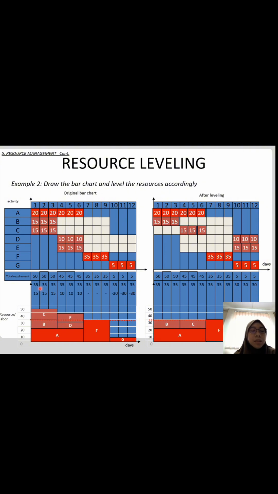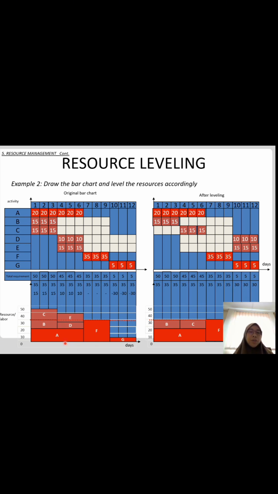So this is the shortage or surplus of the labor, which is 15 labors on day 1, 2, 3, 10 labors on day 4, 5, 6, and surplus on day 10, 11, and 12 at 30 number of manpower. Okay, 30 number of labors at 30 levels. So after that, we need to rearrange.